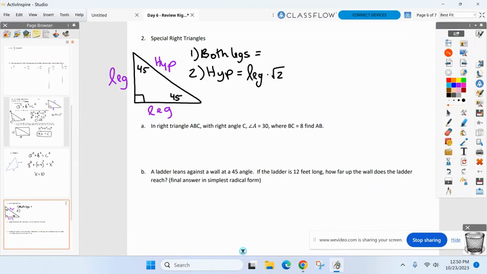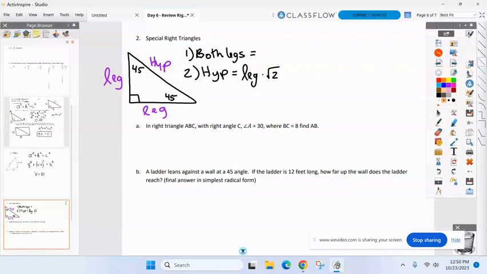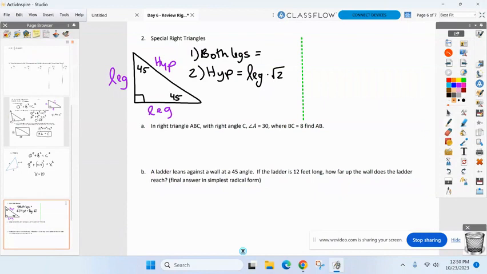That's for a 45, 45. The legs are always the same value. The hypotenuse you get by taking a leg and multiplying it by radical 2. And these are not anything I'm going to give you for when we take the quiz. So that was one special type.